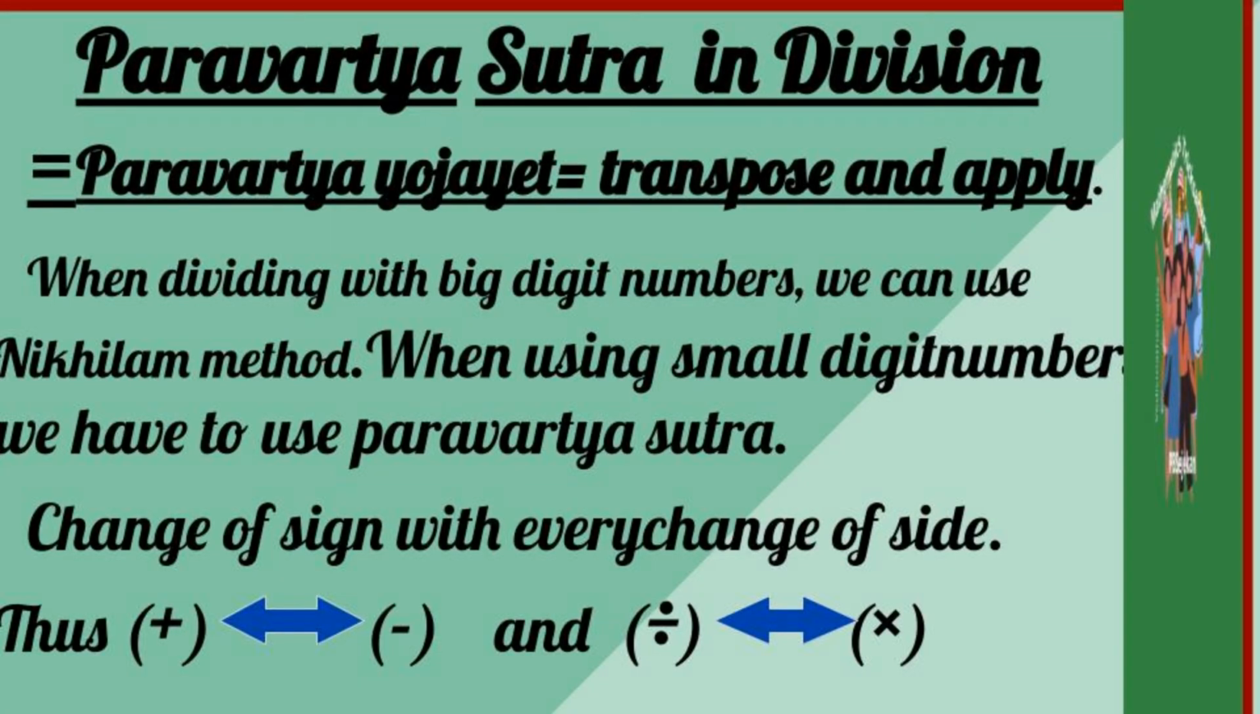Here comes the Paravartya Sutra to our help. Paravartya yojayet means transpose and apply. We use this when divisors are small-digit numbers. We have to change the sign with change of side. I have shown here: plus becomes minus and vice versa, and divide becomes multiply and vice versa, with change of side.